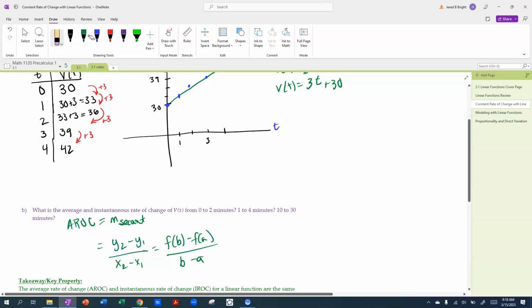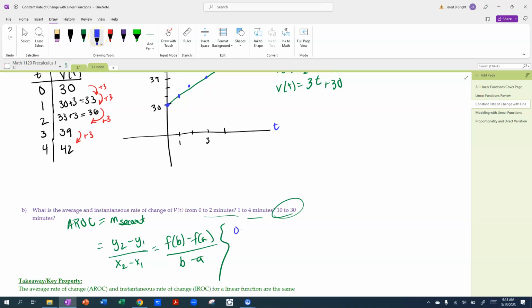Okay, and so if I were to pick any 2 points, so now it's asking 0 to 2, 1 to 4, or 10 to 30, I can do this calculation. I'll do the first 2, and then I'll let you conjecture what it would be for 10 to 30. So from 0 to 2, if I want to find the average rate of change, I'll talk about instantaneous here in a moment, but average rate of change, it would be f of 2 minus f of 0 over 2 minus 0.